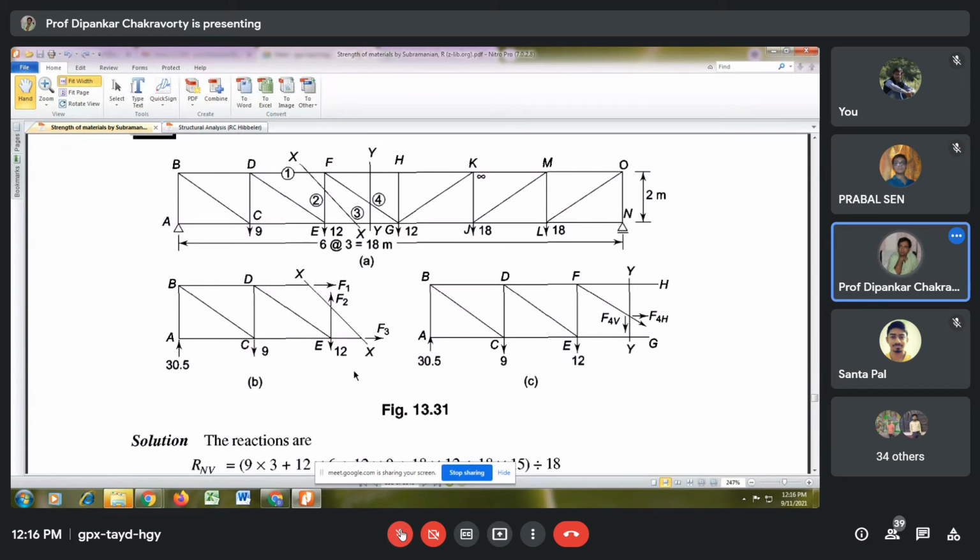Is it clear to you? Yes, sir. So 30.5 into 6 minus 9 into 3 plus F1 into 2 equals 0. So F1 gets solved. Now, if you want to get the member force EG, as one of your friends was telling, the other two members meet at, tell me, F. Yes, F1 and F2 meet at F. So you take summation of Fx equals 0. Total x direction force will be 0.